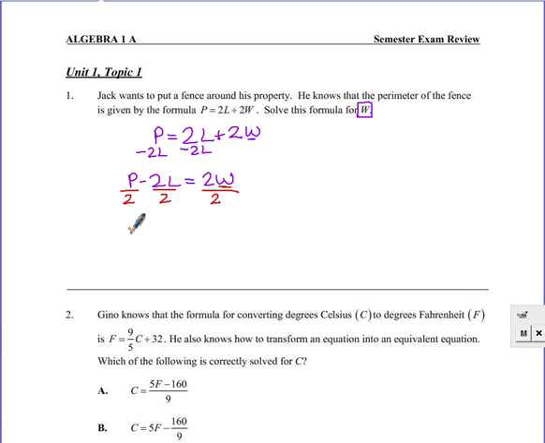So when we simplify this, we get P divided by 2 minus 2L divided by 2, which makes 1L, equals 2W divided by 2, which makes 1W. So you get W by itself. So here is your equation when you solve for W. Number 2.